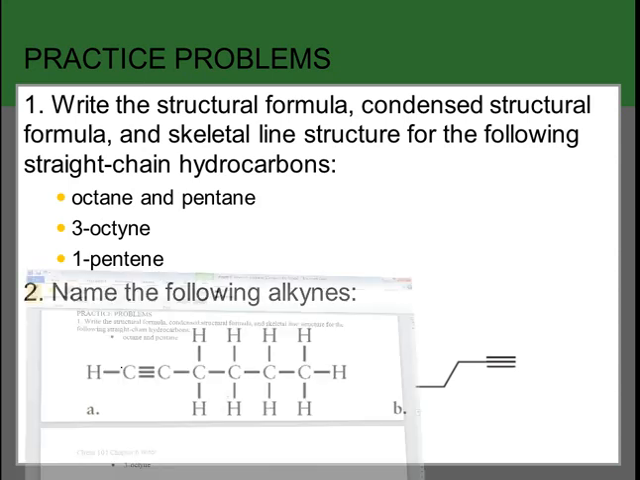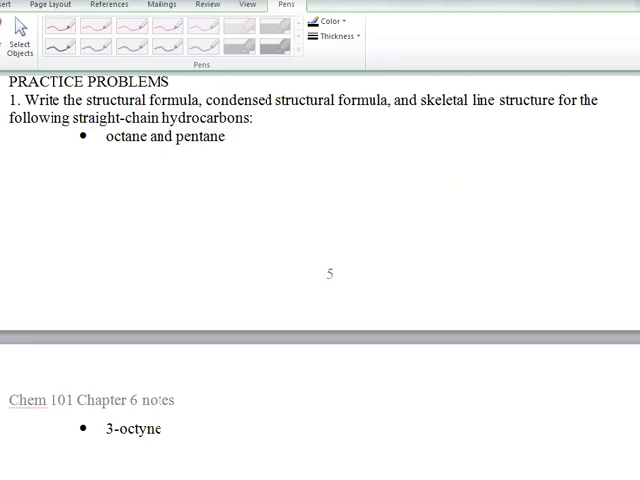So let's do a few practice problems together. We want to write the structural formula, condensed structural formula, and skeletal line structure for the following straight chain hydrocarbons. So now we want to translate the name into the 3 different drawings that we learned about. So octane, oct means 8 carbons.